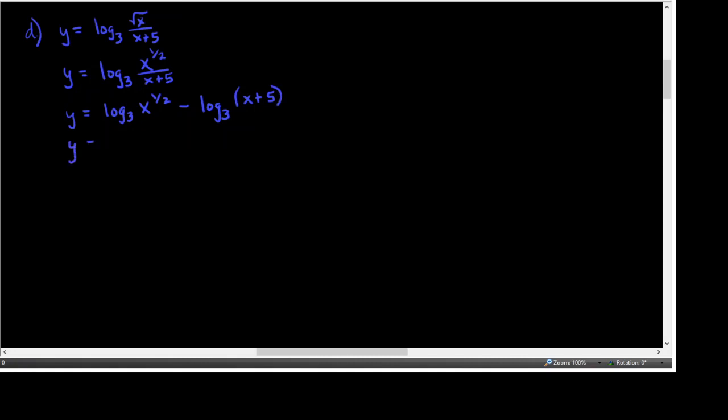Then, to continue simplifying, I'm going to bring that 1/2 out in front of the logarithm, because the logarithm of a power is the exponent times log base a, whatever a is, of the base of that power. And that's as simple as that goes. So then I would use implicit differentiation.